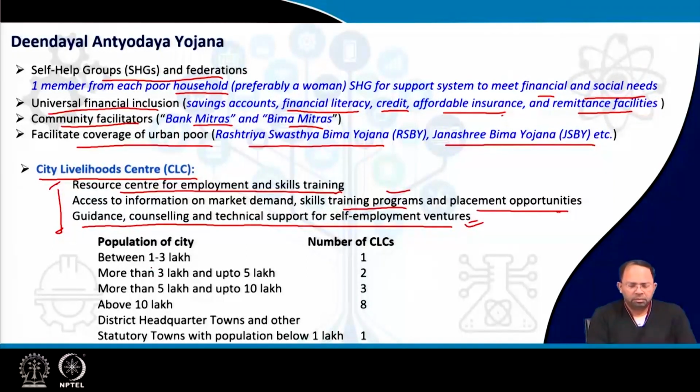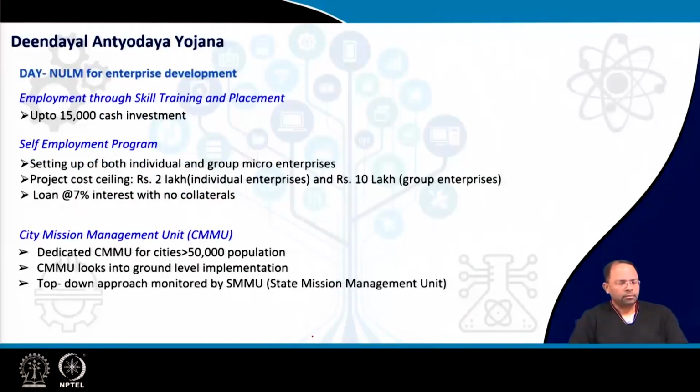And the norm is that for smaller cities between 1 to 3 lakh there is at least 1 CLC, whereas for large cities above 10 lakhs there are even 8 CLCs, and in between, for 5 to 10 lakhs there are 3, and 3 to 5 lakhs there are 2 CLCs proposed. And in addition, even though the city is less than 3 lakhs, if it's a district and town headquarters, or any kind of statutory town with population below 1 lakh, there could be 1 CLC as well.